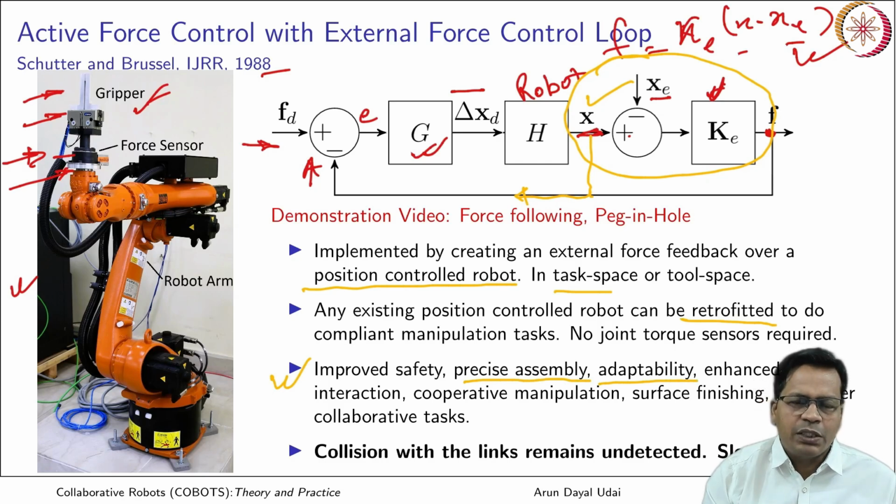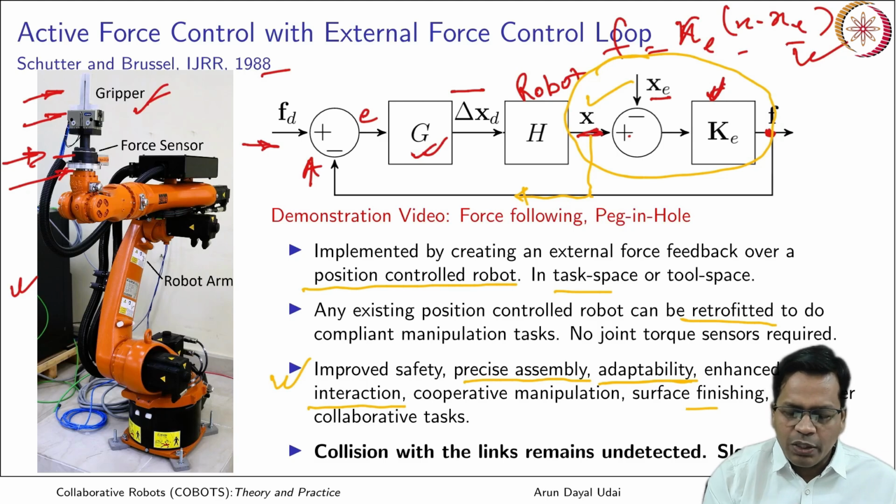It gives you improved safety, and precise assembly tasks can be done. It has adaptability to any uncertainty which is there through robot vision or through robot accuracy, so it can take up those uncertainties. Enhanced interaction: it can be more interactive, with cooperative manipulation, surface finishing or any other collaborative manipulation tasks.